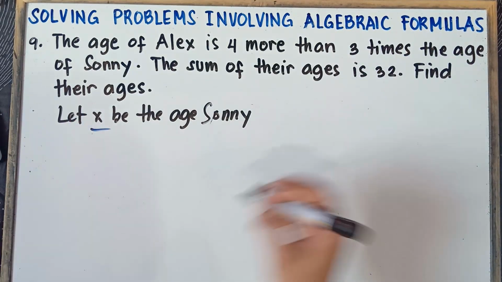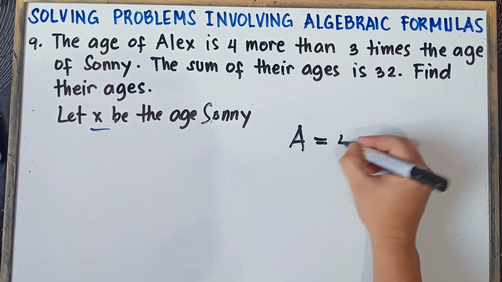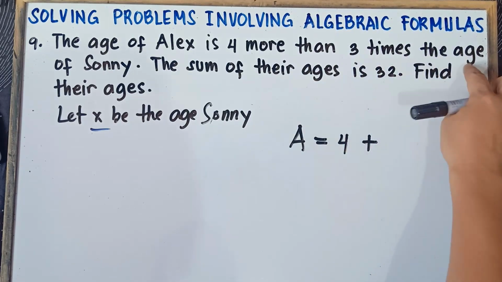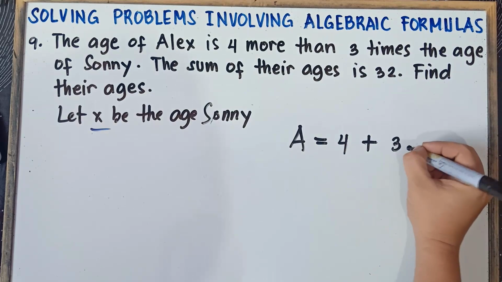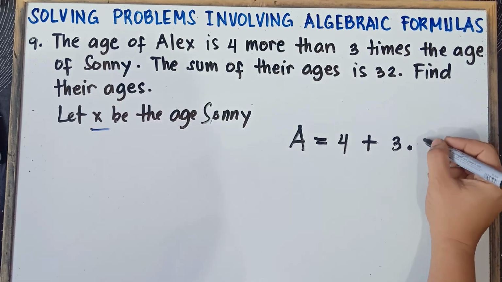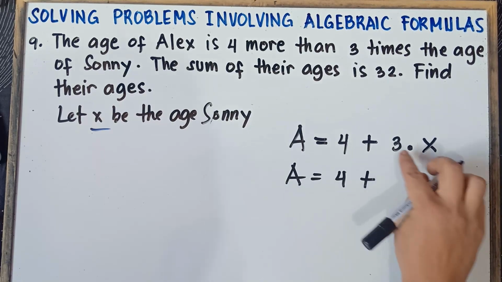So once again, Alex is 4, so that would be 4 more than, that would be plus sign, 3 times the age of Sonny. So that would be 3 times the age of Sonny. We represent that one as X. So that would be 3 times X. So this will be Alex is 4 plus 3 times X.